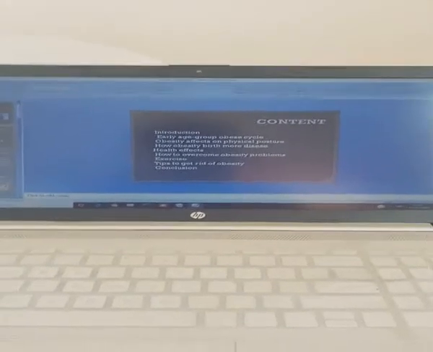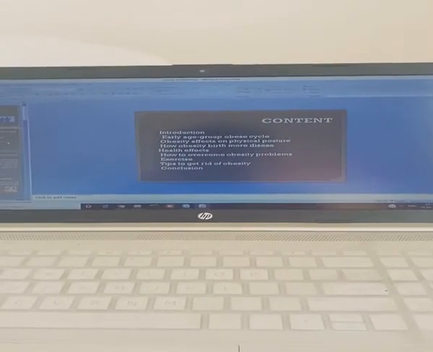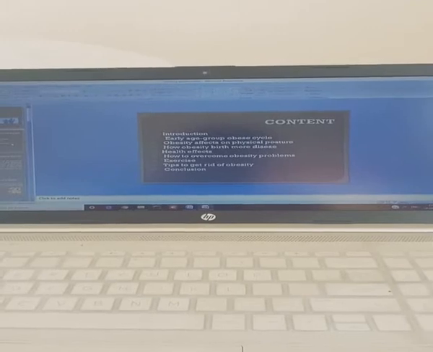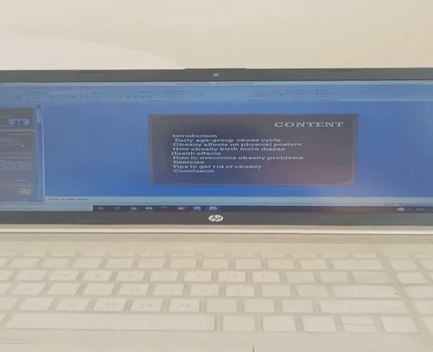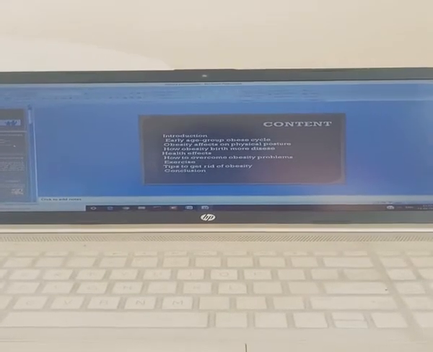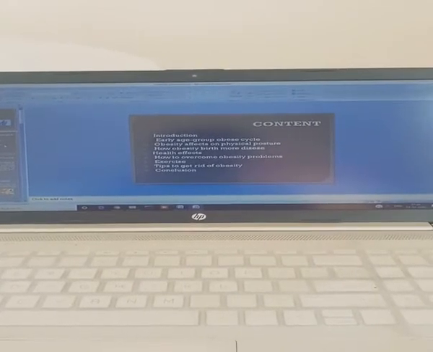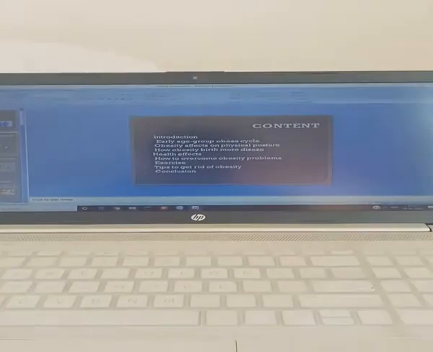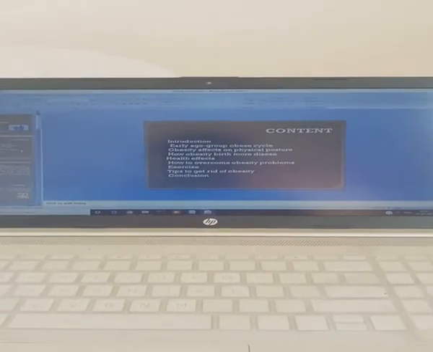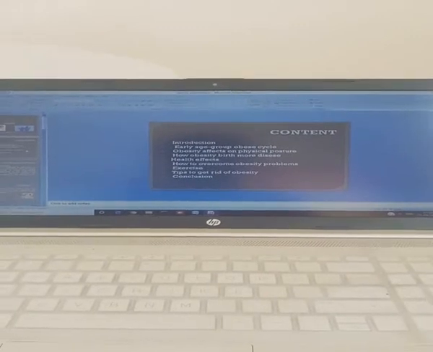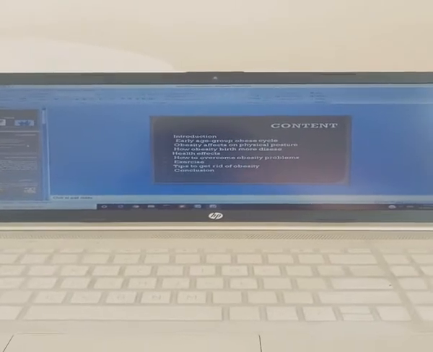These are the contents of my presentation on obesity that I'm going to describe further. First, the introduction that I already discussed. After that I'm going to talk about early age group obese cycles. Then I will talk about obesity's effects on the physical postures of the human body, how obesity gives birth to more diseases in our body, and I will elaborate more about the health effects that correlate with obesity.